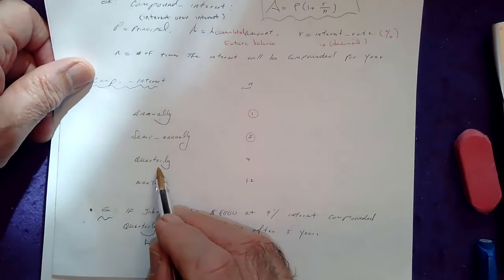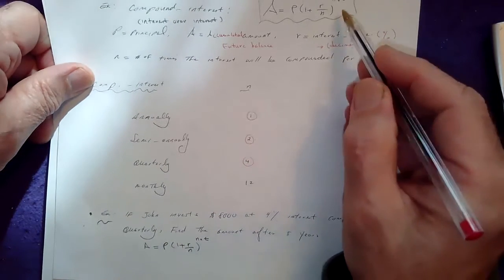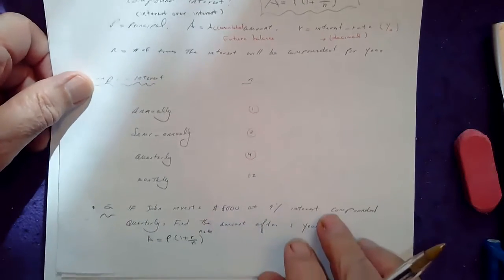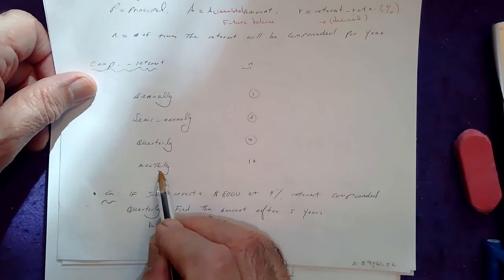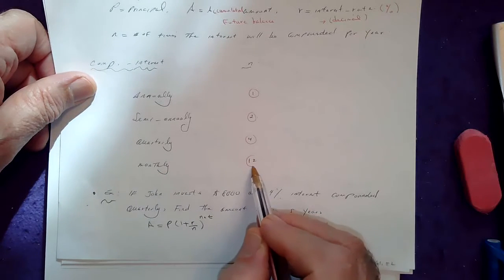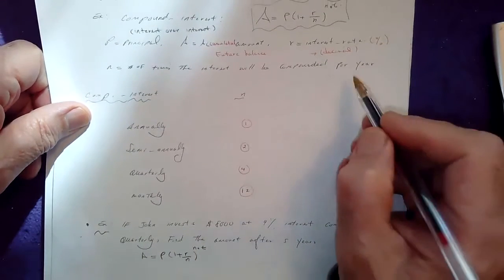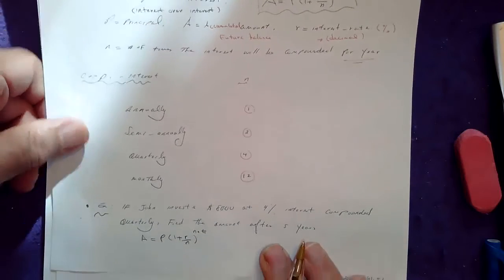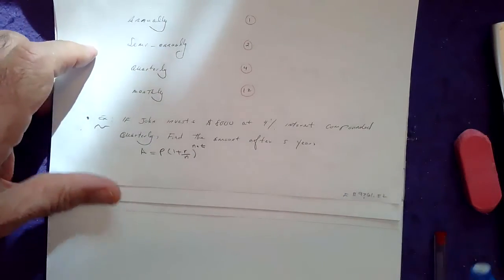If they say interest has been compounded quarterly, that means N in the formula is equal to 4. That means every 3 months you get interest. If they say interest has been compounded monthly, that means N is equal to 12 because we have 12 months in a year. Remember, this is compounded per year. All right, so let's do a compound problem, and that should do it for this section.